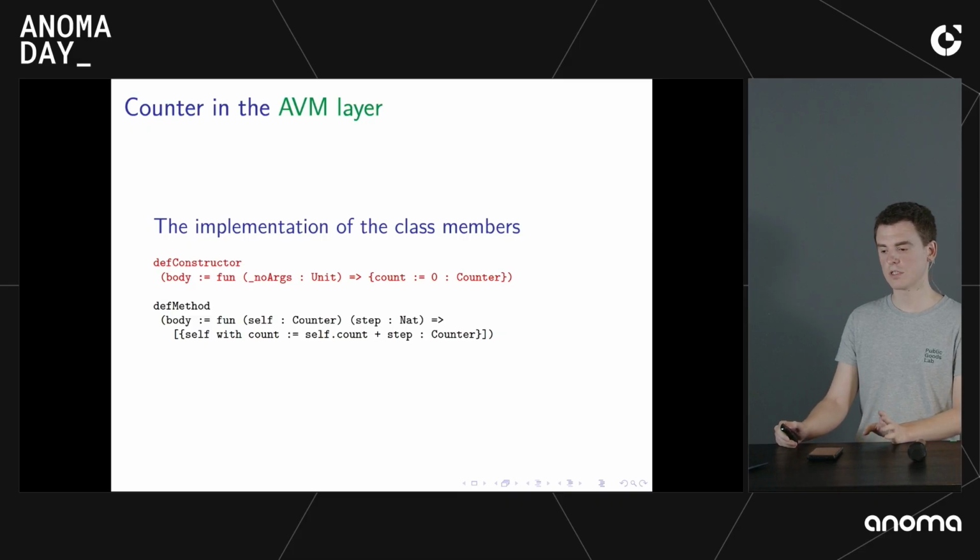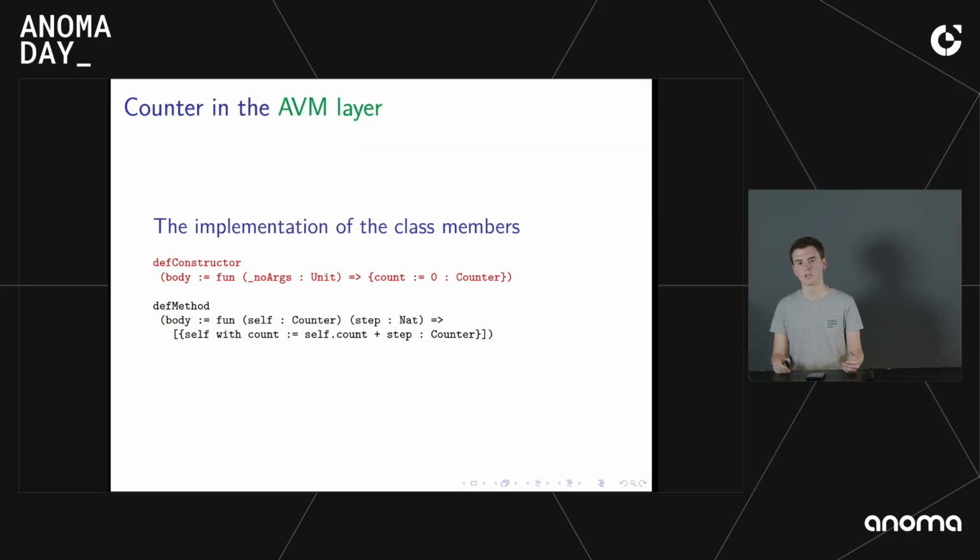Okay, so we have the type signatures, and next we have to define the body, the implementation of the class members. So for the constructor, it's very simple. We define a constructor that takes no arguments and returns the counter, that's the struct that we defined earlier, with the count initialized to 0. And for the method, we simply define this method, which in the body takes 2 arguments, the self counter, which is the counter that we are modifying, and the step, which is a natural number. And then we return self with the count updated with plus step. So that's all very simple and straightforward.